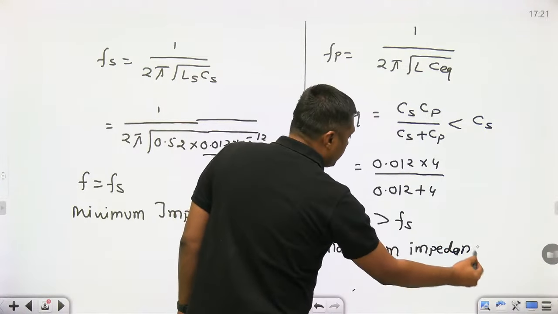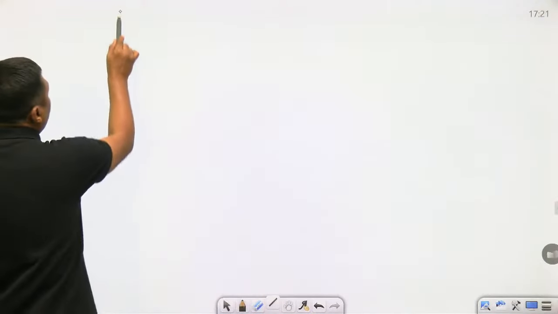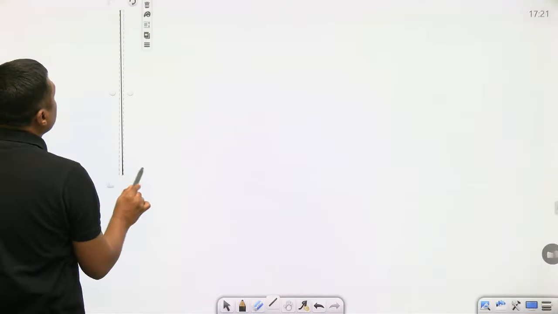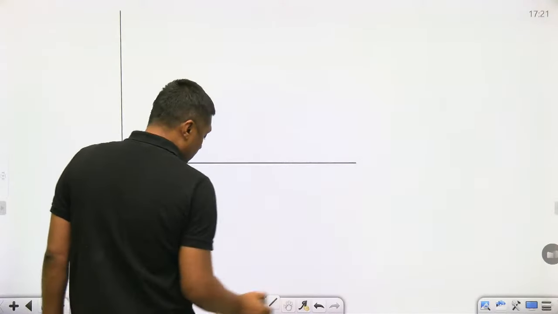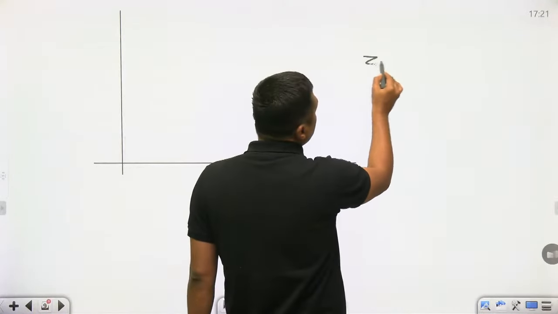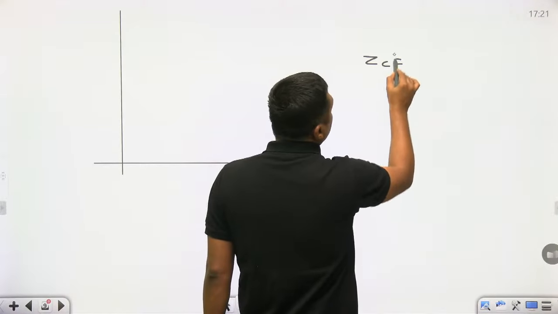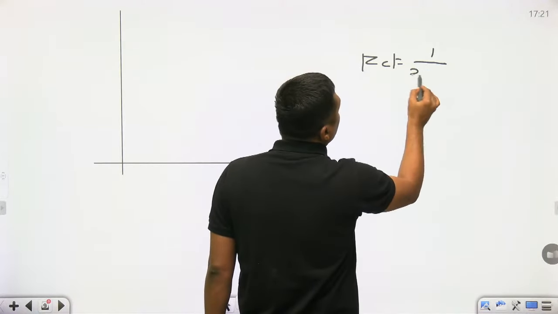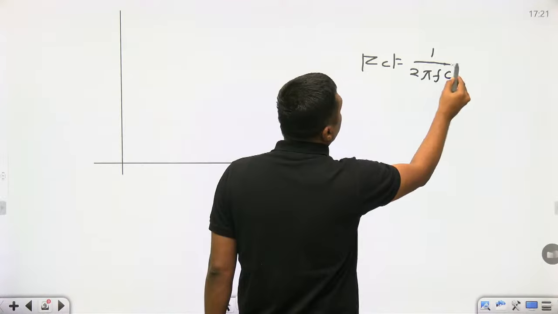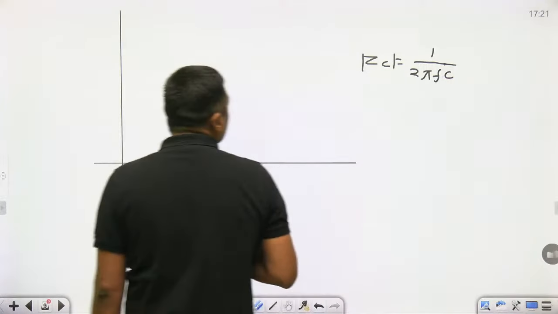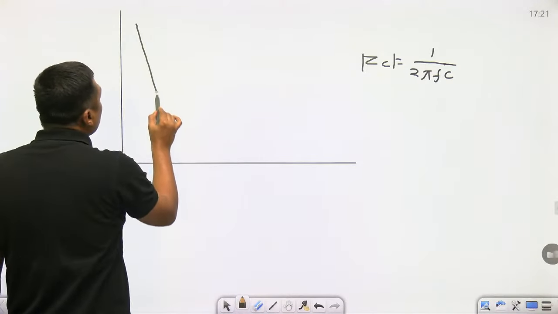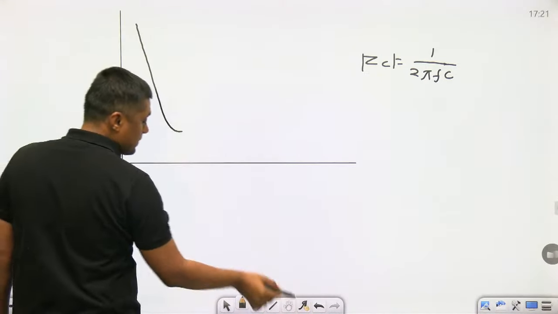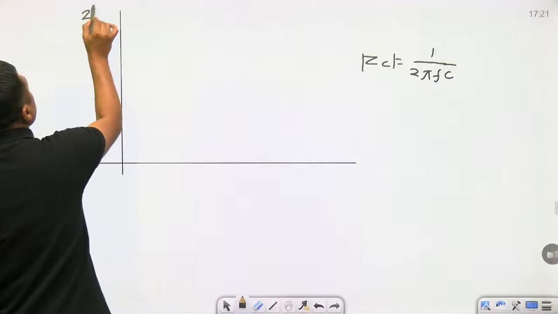Okay, now your doubt is genuine, but watch this. When we are plotting this, actually, what is the impedance because of the capacitor? 1 by 2 pi FC. Okay, that is the impedance. Now, watch this. This is the series resonance. This is the impedance.